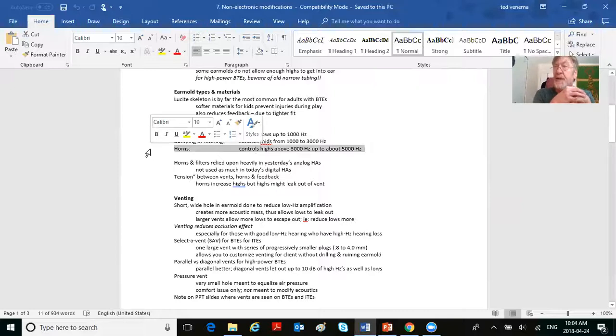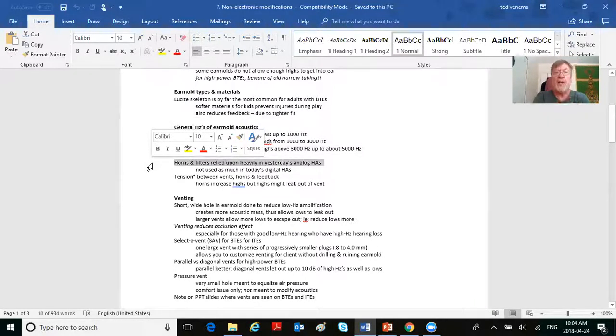I'll be describing them and you should kind of know what they are, but of the three, venting, filters, and horns, venting is the big one and it's used everywhere, okay? Horns and filters were relied upon mainly in yesterday's analog hearing aids. They're not used as much in today's digital hearing aids.